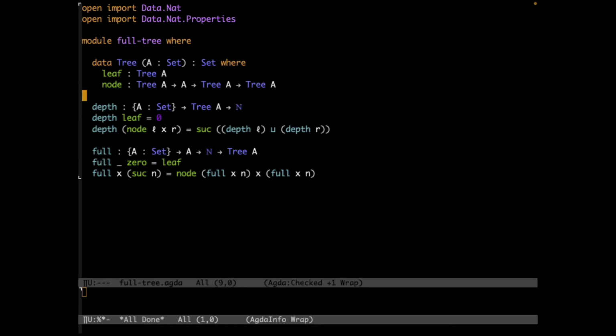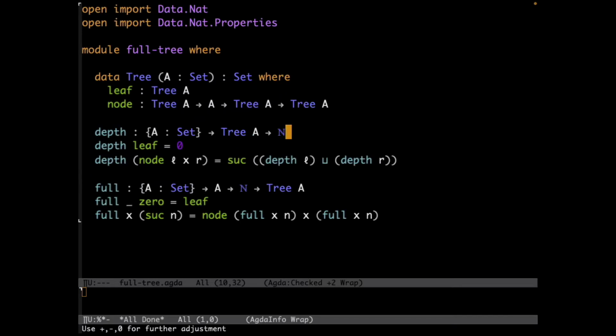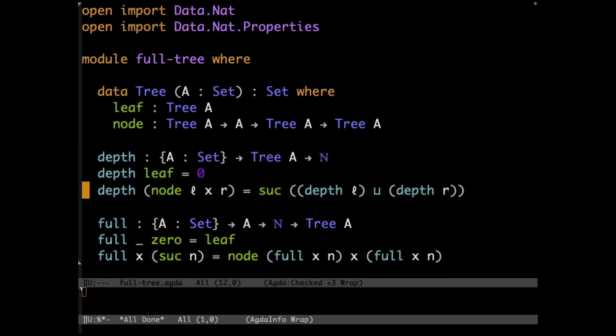Okay? So how would we calculate the depth of a tree? So the depth of a tree is calculated recursively. So what you write is, okay, we're going to have a function called depth. It takes in an A, which is implicit. It takes a tree, and then it returns a natural number. I can probably make this still slightly bigger. I'll have to make the font smaller if I start running out of horizontal space.